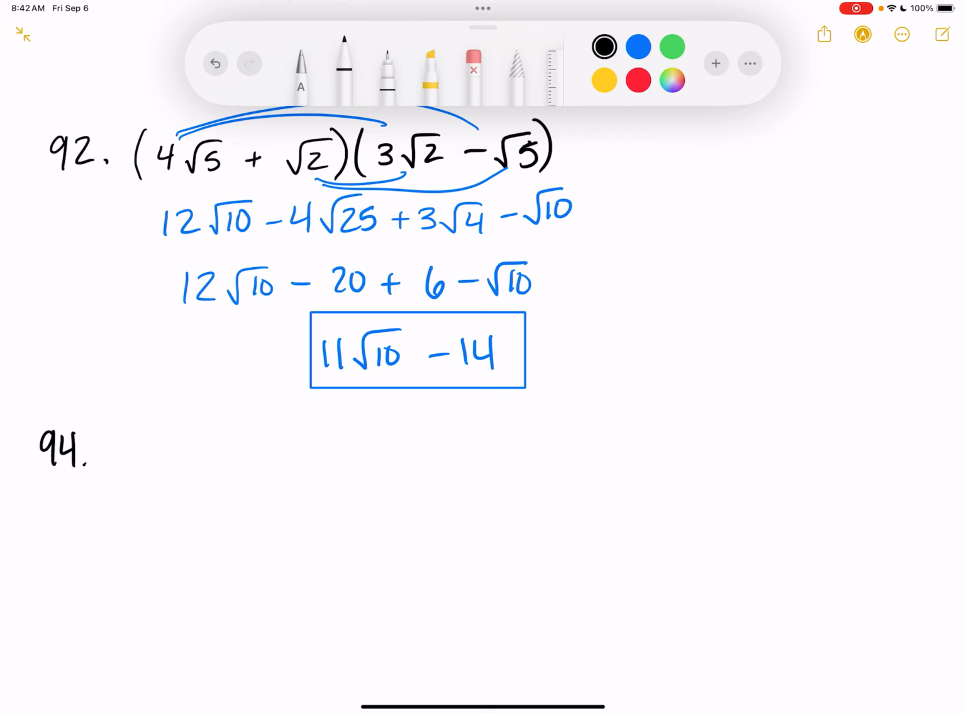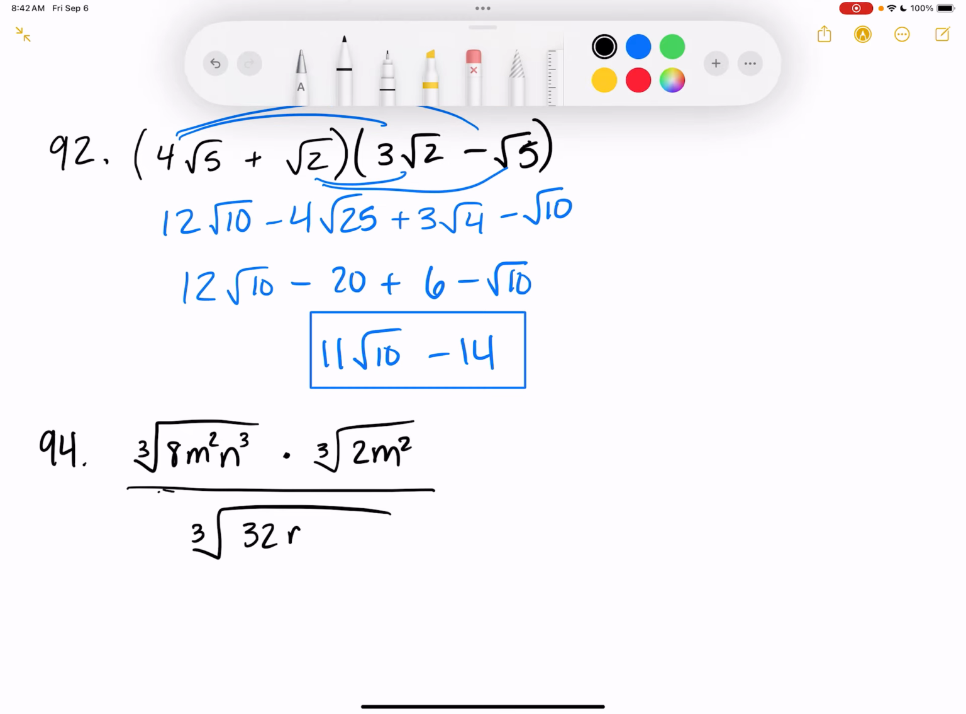I've got the cube root of 8m squared n cubed times the cube root of 2m squared all over the cube root of 32 m to the fourth n cubed. So we got a lot happening in this problem. First and foremost, there's a couple ways we can go about it. We can either start taking stuff out in groups of 3 since they're all cube roots, or we can go ahead and across the top multiply those two things together, because that's ultimately what we're going to be doing. So we can multiply what's inside of them and then start taking stuff out.